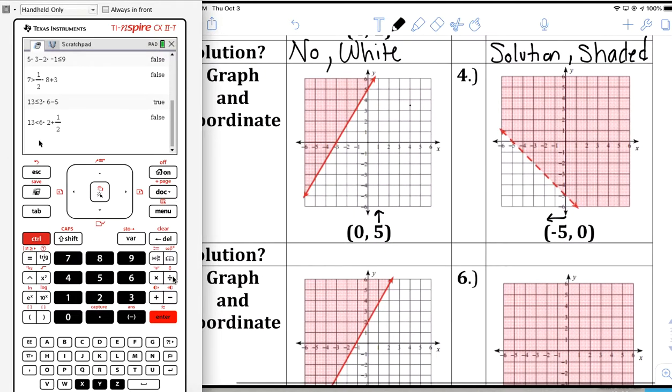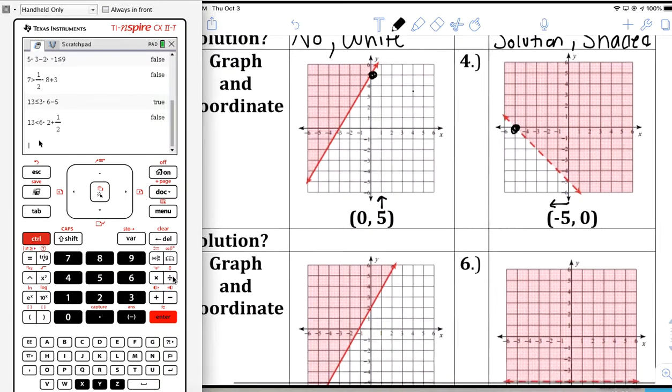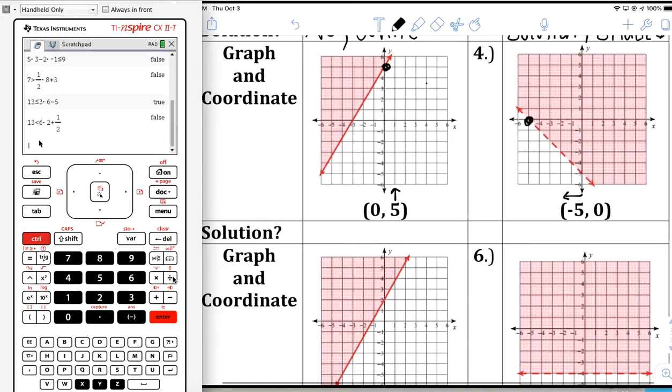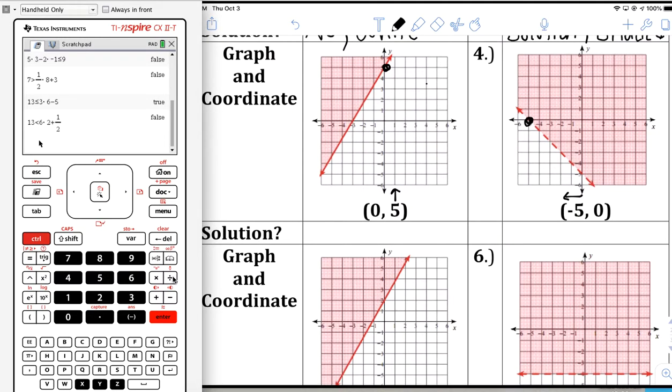Okay, if I'm going to graph 0, 5, that means I'm going up 5 on the y-axis. If I'm going to graph negative 5, 0, that is left 5. That's on the x-axis. Both of these are on lines. So who's a solution? Okay, problem 3. This one is a solution. He is on a solid line. Not just saying there's a solid line on the problem, but he's actually on the solid line on the graph. That makes him a solution.